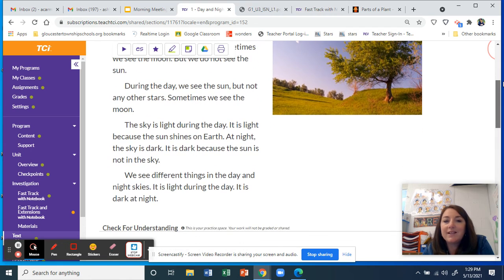The sky is light during the day. It is light because the sun shines on earth. At night, the sky is dark. It is dark because the sun is not in the sky. We see different things in the day and night skies. It is light during the day. It is dark at night.